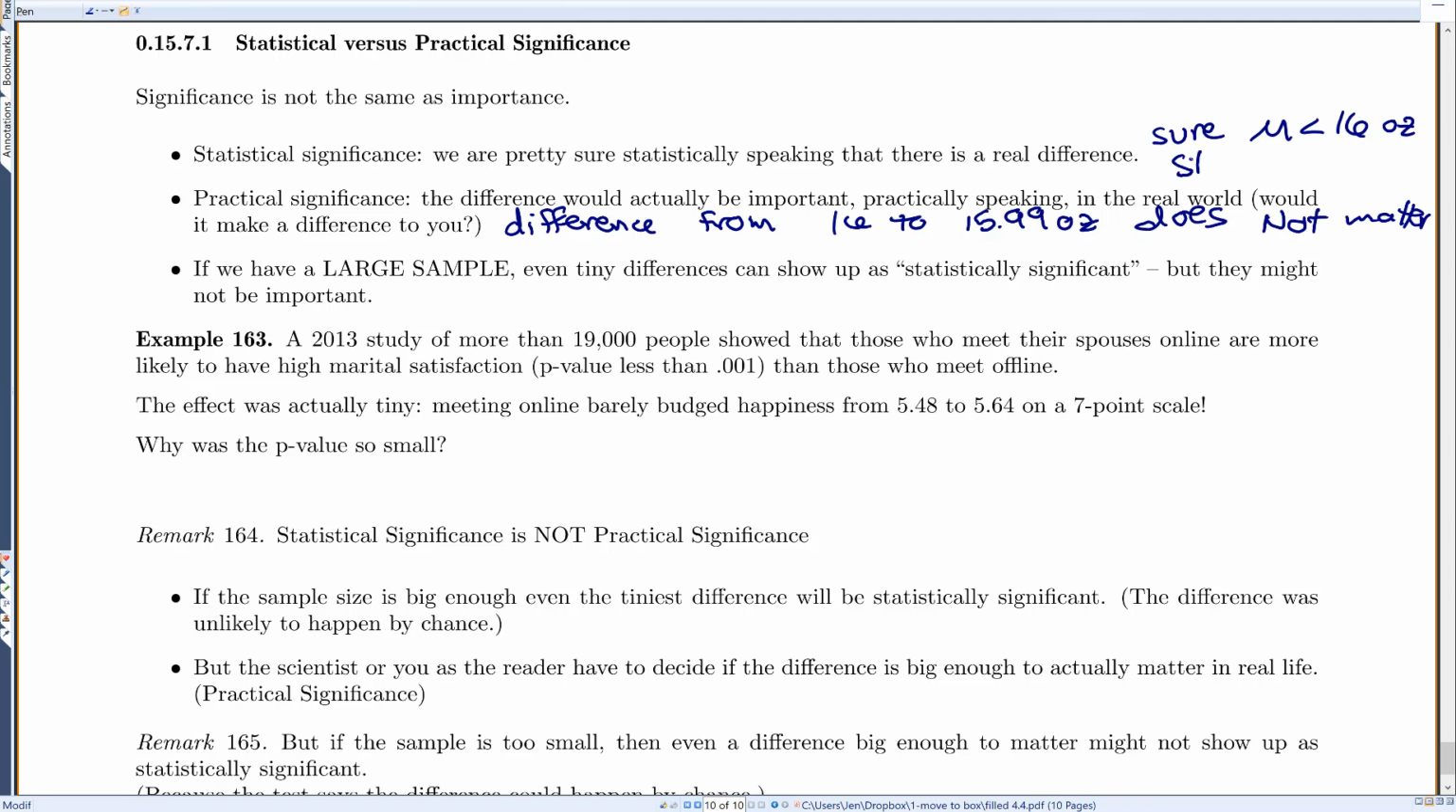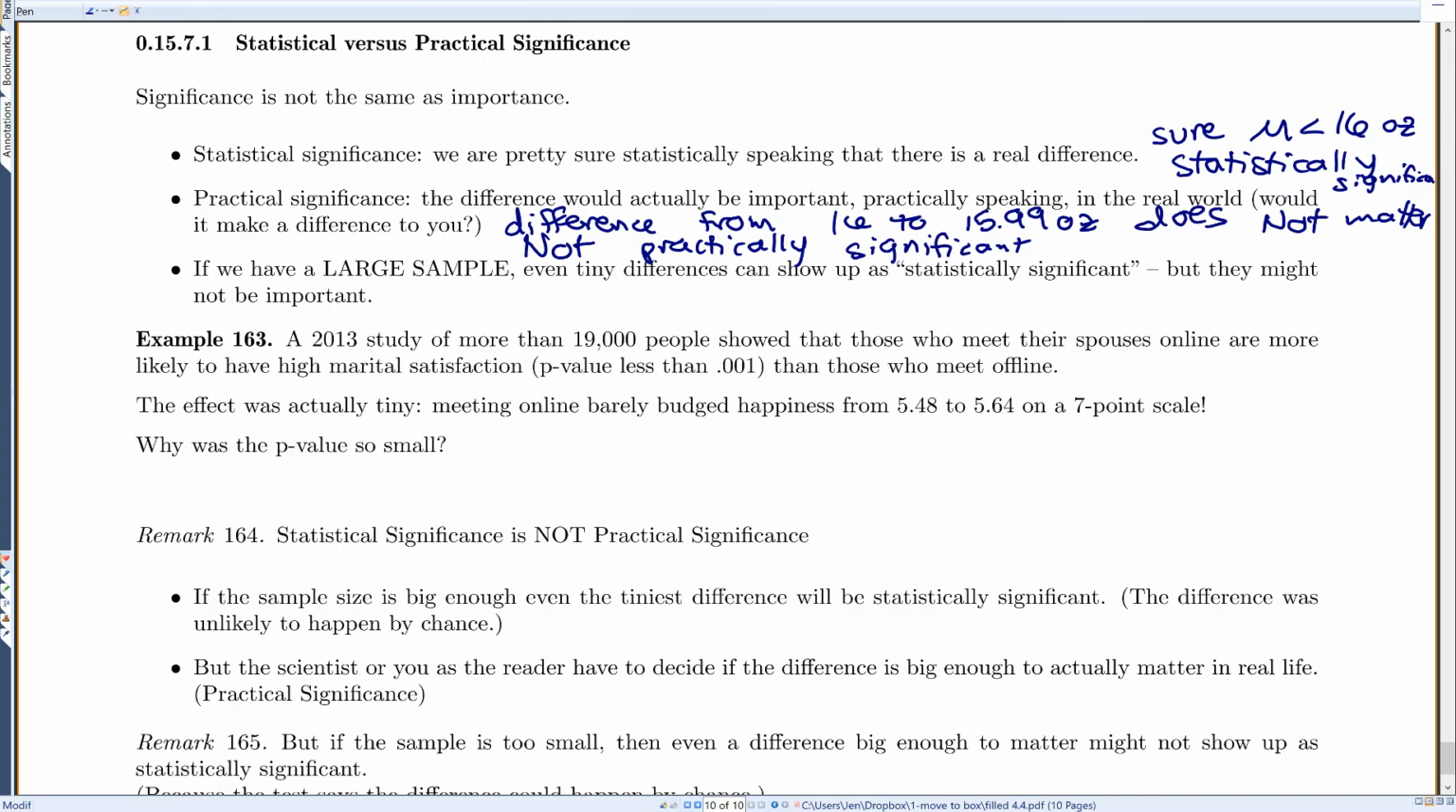So we do have statistical significance, but we are not practically significant because it's not important for our orange juice example. Now, if you have a large sample, even tiny differences like a 0.01 will show up as statistically significant. We can be like, oh yeah, we're sure, but they might not actually be important. So you do have to be careful with huge sample sizes, where even the smallest differences will show up as statistically significant.